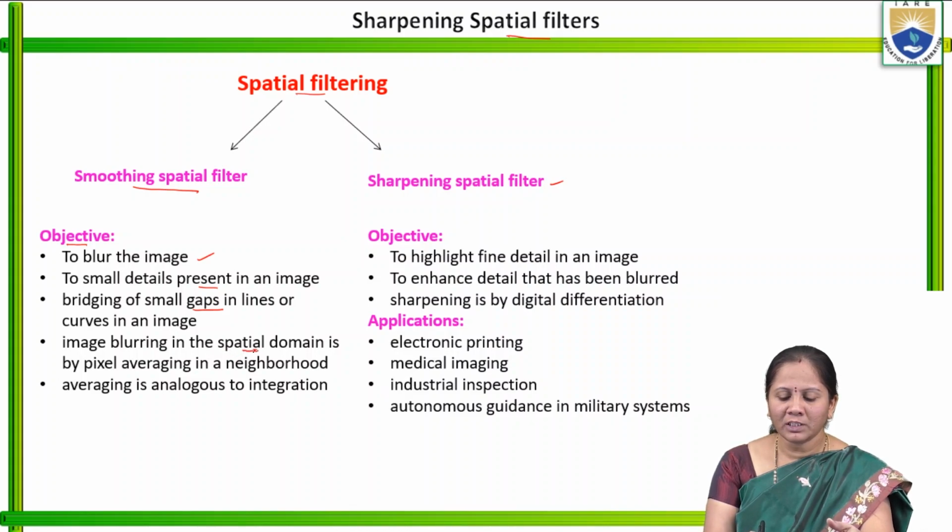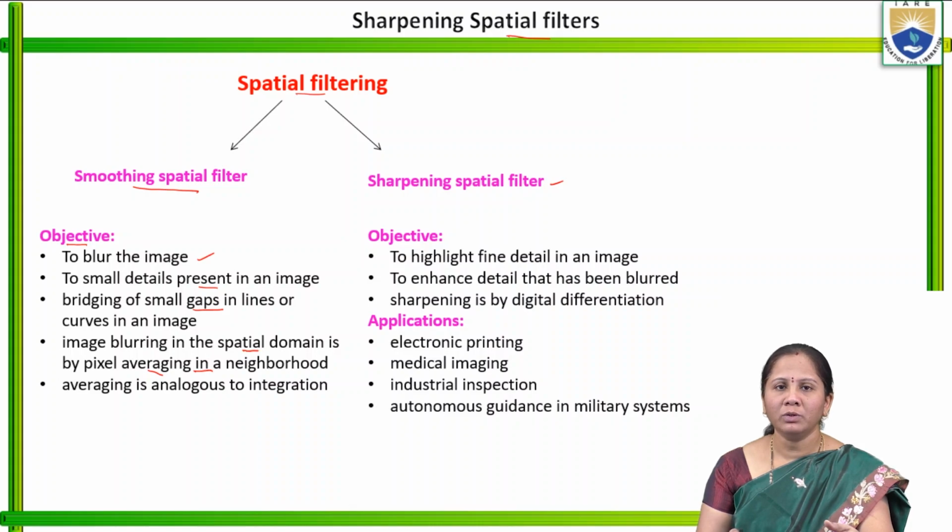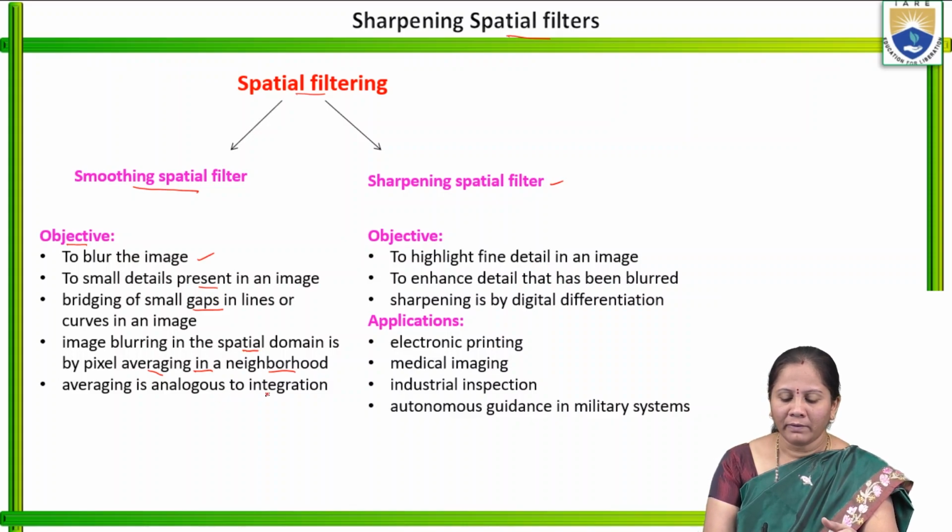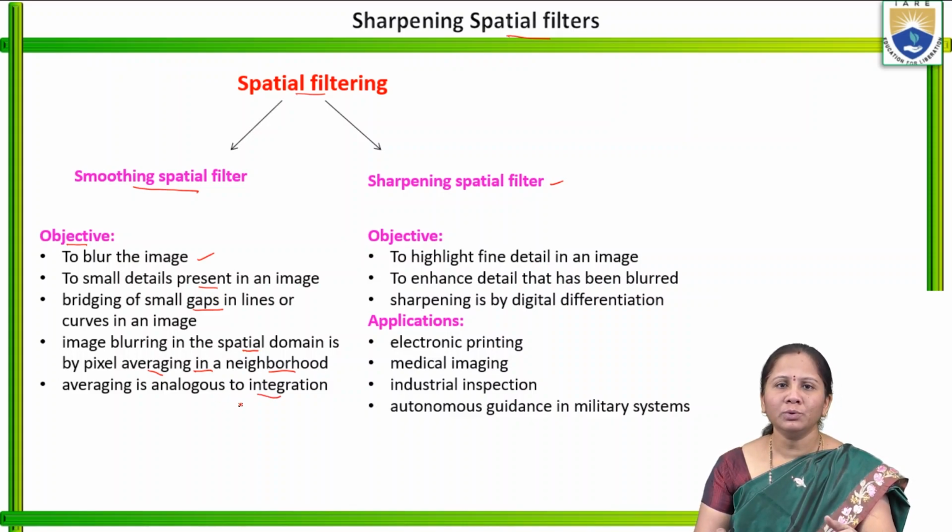Image blurring in the spatial domain is done by pixel averaging in the neighborhood. This pixel averaging we have discussed in the smoothing spatial filter under the linear concept. These averaging filters are also called mean filters, and we have also solved some problems related to this averaging by considering the neighborhood of pixels. And averaging is similar to integration.